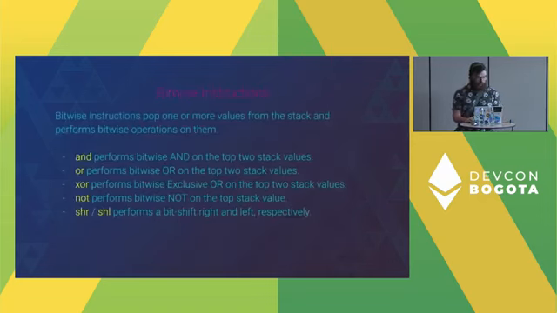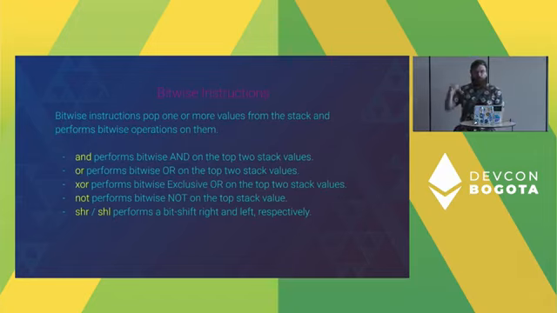Next up, we have bitwise instructions. So bitwise instructions pop 1 or more values from the stack and perform some bitwise operation on them. Now, AND performs a bitwise AND on the top 2 stack values. So what this means is that for every bit, or every 1 or 0 within this number, if you compare 2 values, the result is only 1 if both bits are 1, right? I think we'll have a bitwise example in a second, but basically, it's only a 1 if the 2 bits are 1.